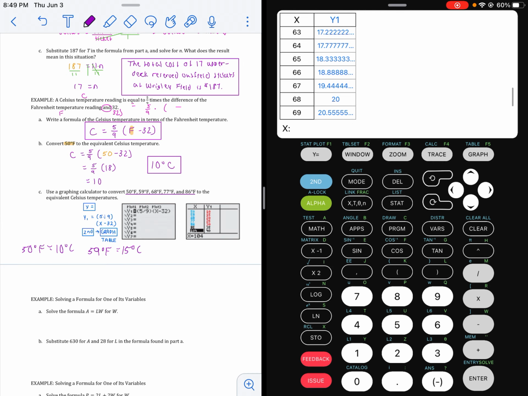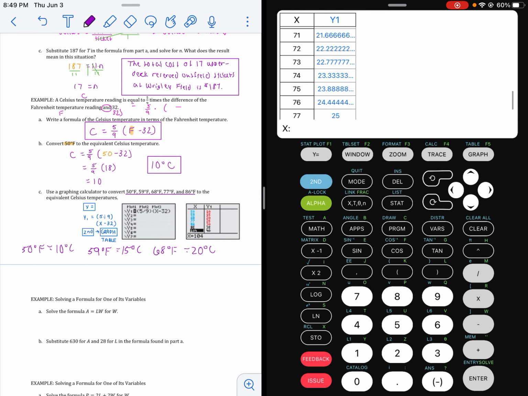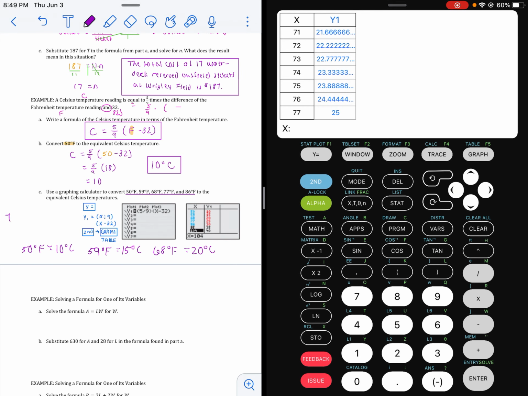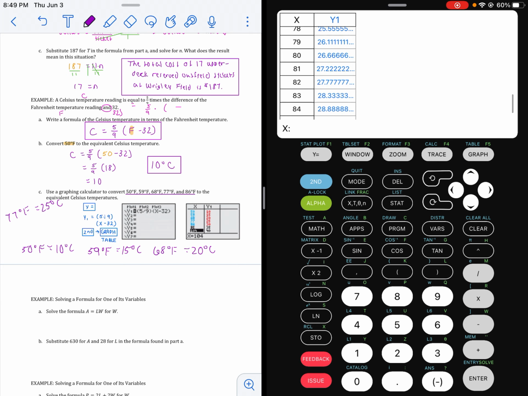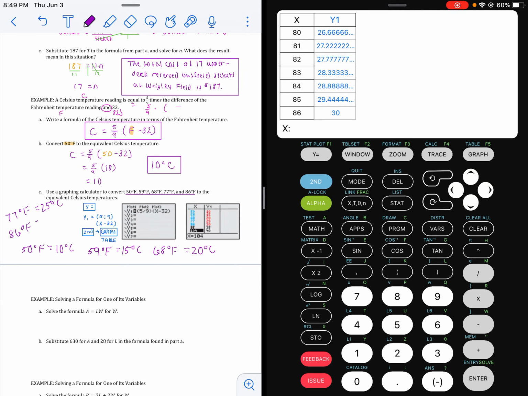68 degrees Fahrenheit is 20 degrees Celsius. Sorry for the sloppy writing. 77 is 25. So 77 degrees Fahrenheit equals 25 degrees Celsius. And lastly, 86. So 86 degrees Fahrenheit is equal to 30 degrees Celsius. And so that's how you can use your calculator to do some of this evaluating. In the next video, we'll finish up these 4 points.